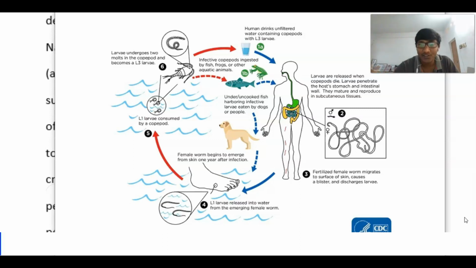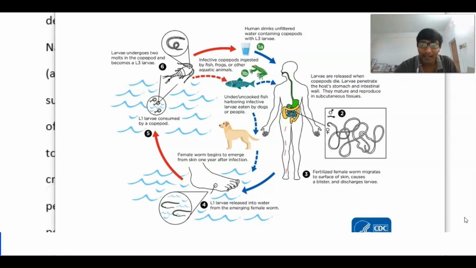Whenever we consume contaminated, unfiltered water containing copepods with L3 larvae, the larvae enter our digestive system. There, fertilization occurs. The fertilized female worm migrates to the surface of the skin and causes a blister.